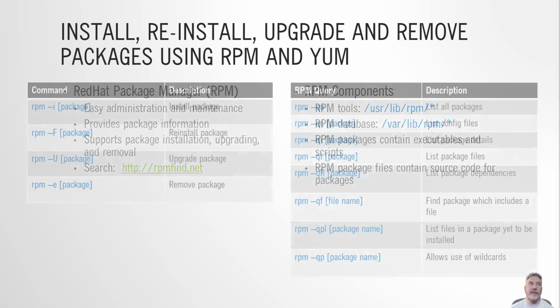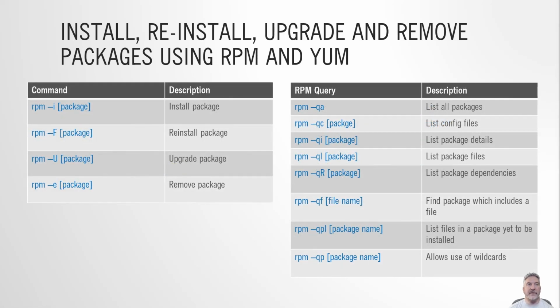If we look at some of our options, we can see that this is very self-explanatory. I just use -i for install. Strangely, there's -e for remove. You would think it'd be -r, but that's not the way they built it. I can reinstall and upgrade packages with the -F and -U options.